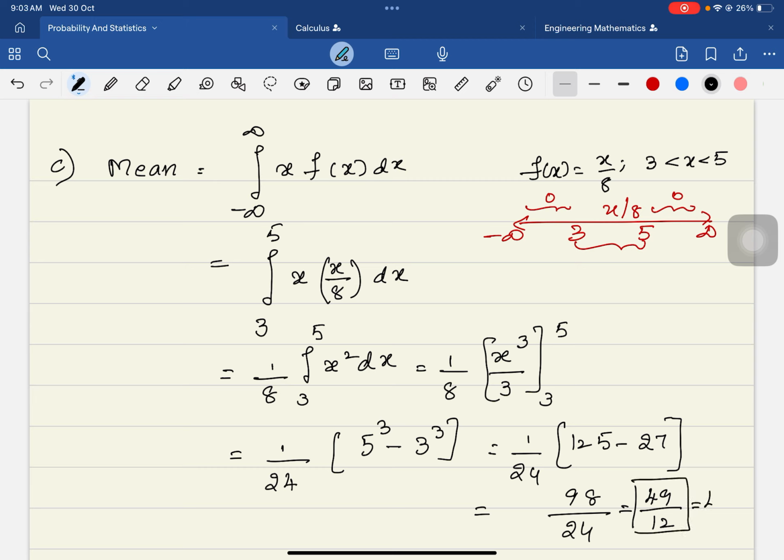You can say that it is approximately 4.08, or 4.1. So this is the value of the mean. I hope you could understand how to find the mean of a continuous random variable according to the given function. I hope it is clear to all of you. Thank you.